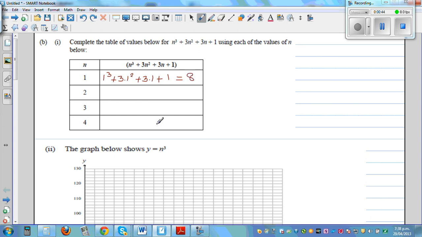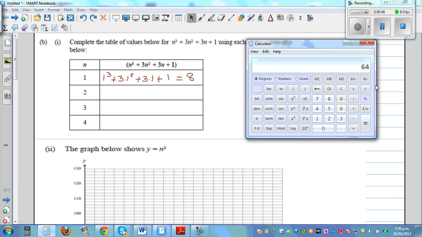Or you can use a scientific calculator. So let me cancel this. You can go like this: 1 cube plus 3 times 1 squared. It's always good to use a tool if you're not sure. Plus 3 times 1 plus 1. That will give me 8.